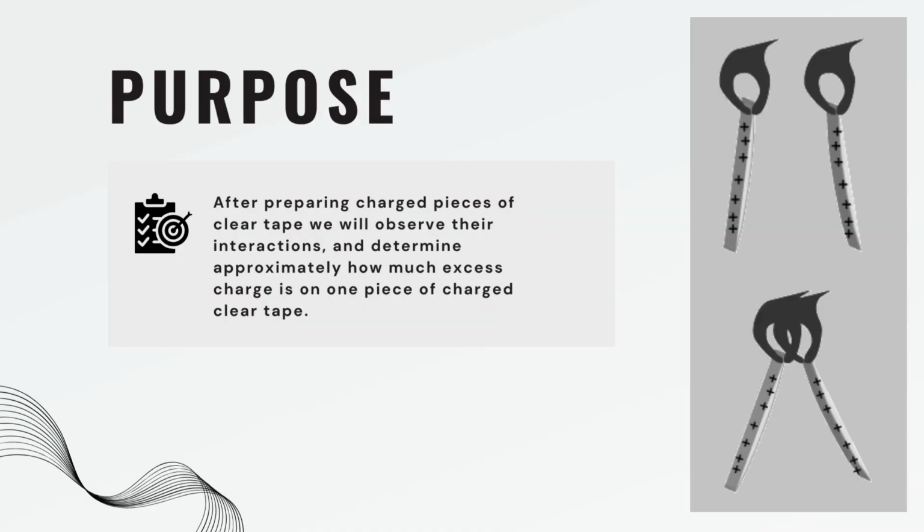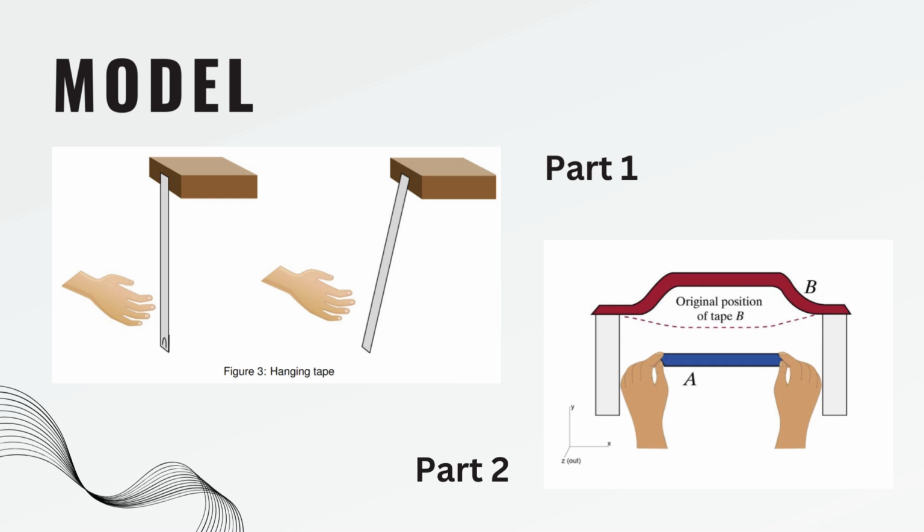The purpose of this lab is to determine approximately how much excess charge is on one piece of charged clear tape. For the first part, we have two pieces of tape that are charged and interact both with each other and other charged and neutral objects. For the second part, a piece of clear tape is suspended in the air by a second piece of clear tape that exerts a force, causing it to float.